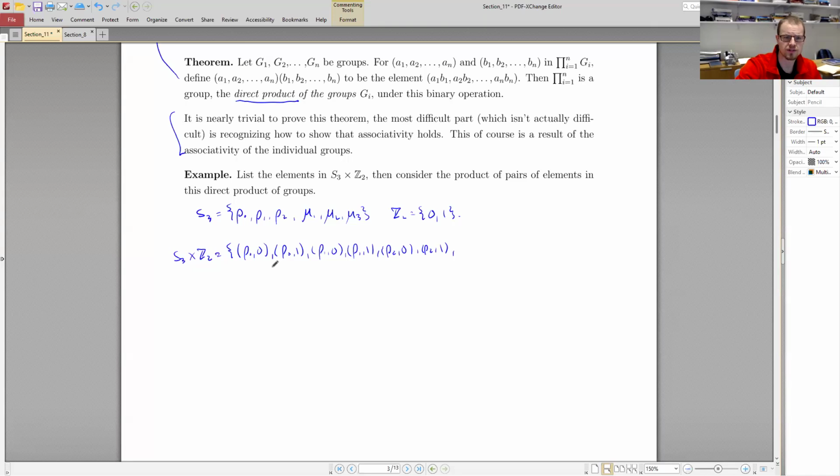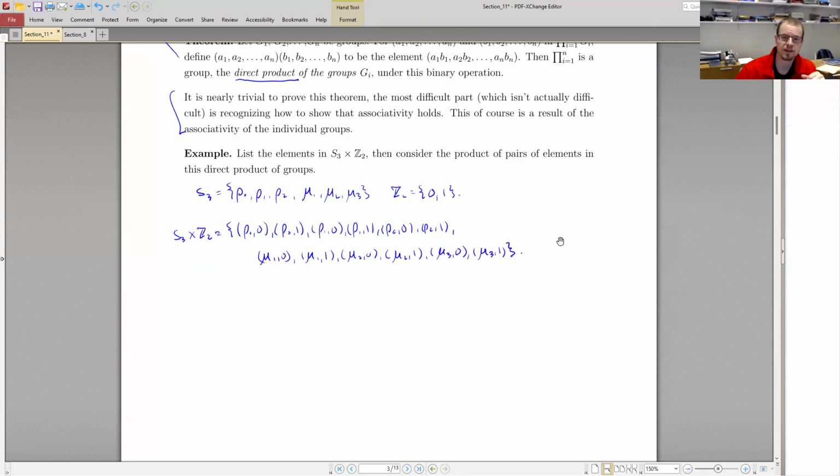And let's see here, move on to the reflections. Mu1 0, mu1 1, mu2 0, mu2 1, mu3 0, and mu3 1. So that gives us all of the elements in that direct product.